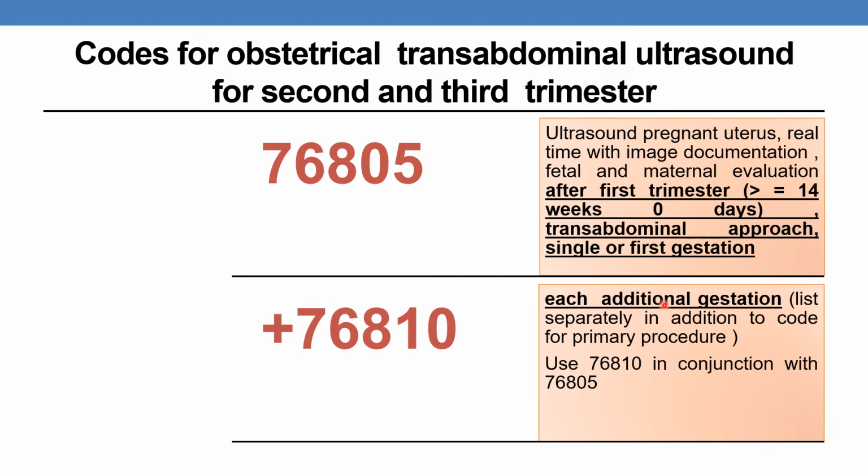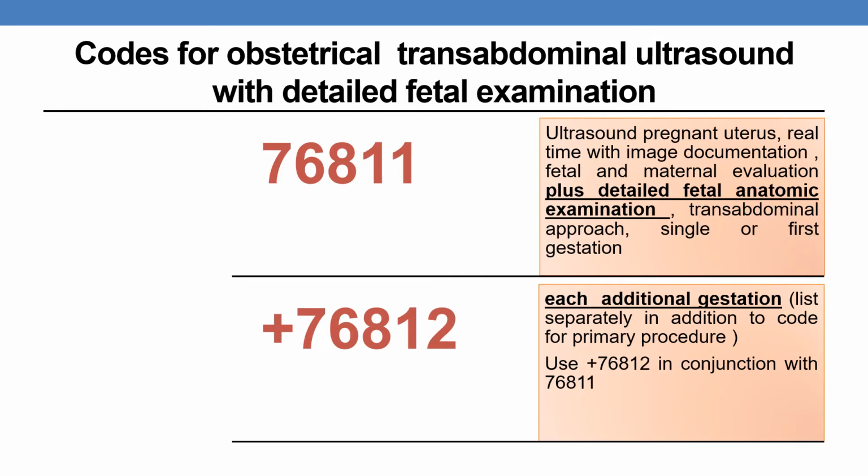And for each additional gestation, you need to add plus 76810. Usually use 76810 in conjunction with 76805. Now coming to codes for obstetrical transabdominal ultrasound with detailed fetal examination. They are 76811 and plus 76812. Description of 76811 is ultrasound, pregnant uterus, real time with image documentation, fetal and maternal evaluation plus detailed fetal anatomical examination. Transabdominal approach, single or first gestation. And for each additional gestation, you need to use the add-on code plus 76812 for detailed fetal examination.